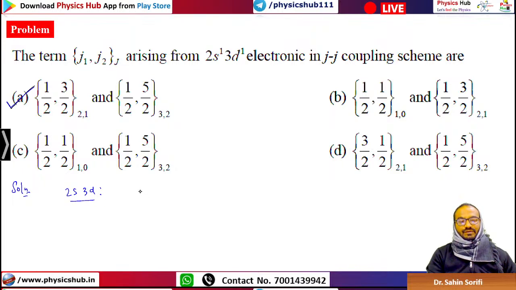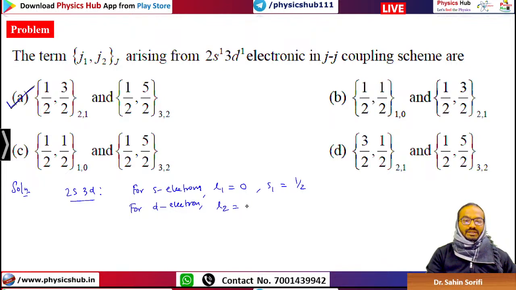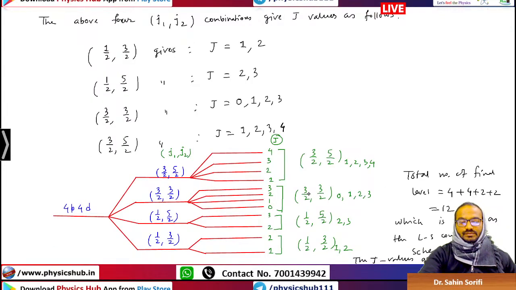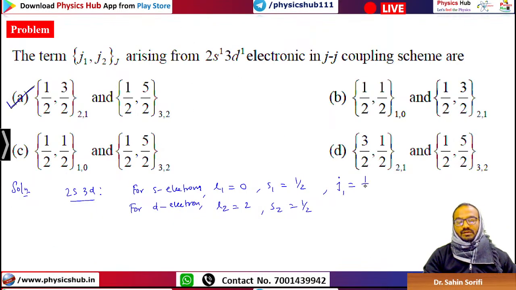2s3d. For the s electron, L1 is 0, S1 is half. For the d electron, L2 is 2 (S, P, D is 0, 1, 2), S2 is half. So what is the J value here? The way we calculated in the beginning, in the last case, it will be the same thing, only one value, half. J2 goes from 2 minus half to 2 plus half, 3 by 2, 5 by 2.